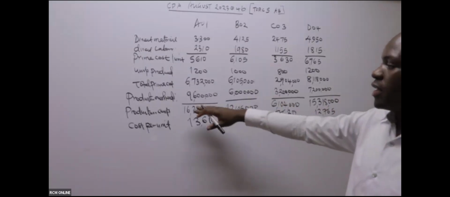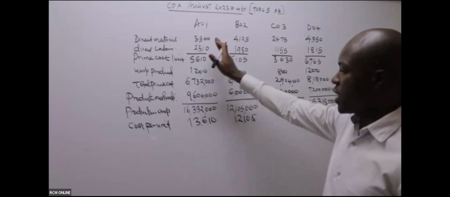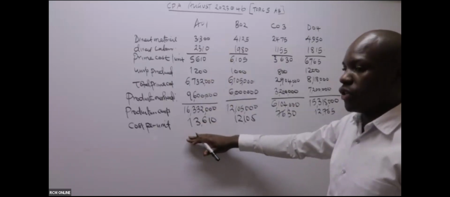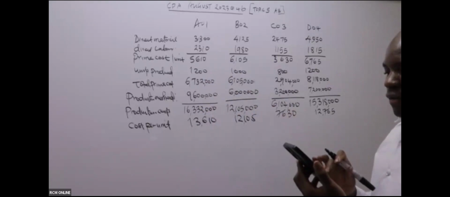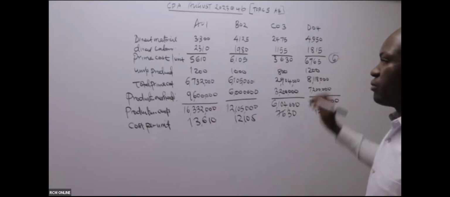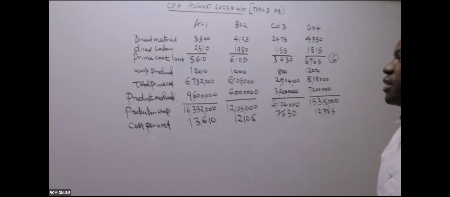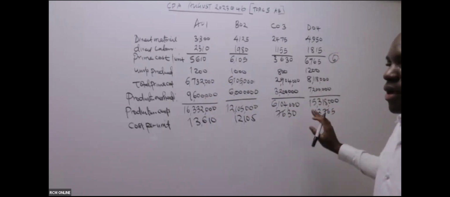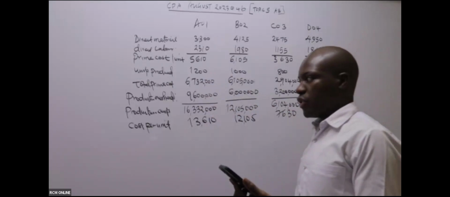So they wanted you to give us the production cost total for each item and of course the cost per unit. By doing this, you have the 6 marks that were allocated to this particular question. That's where you're supposed to arrive at. That's how you are required to arrive at the answer.